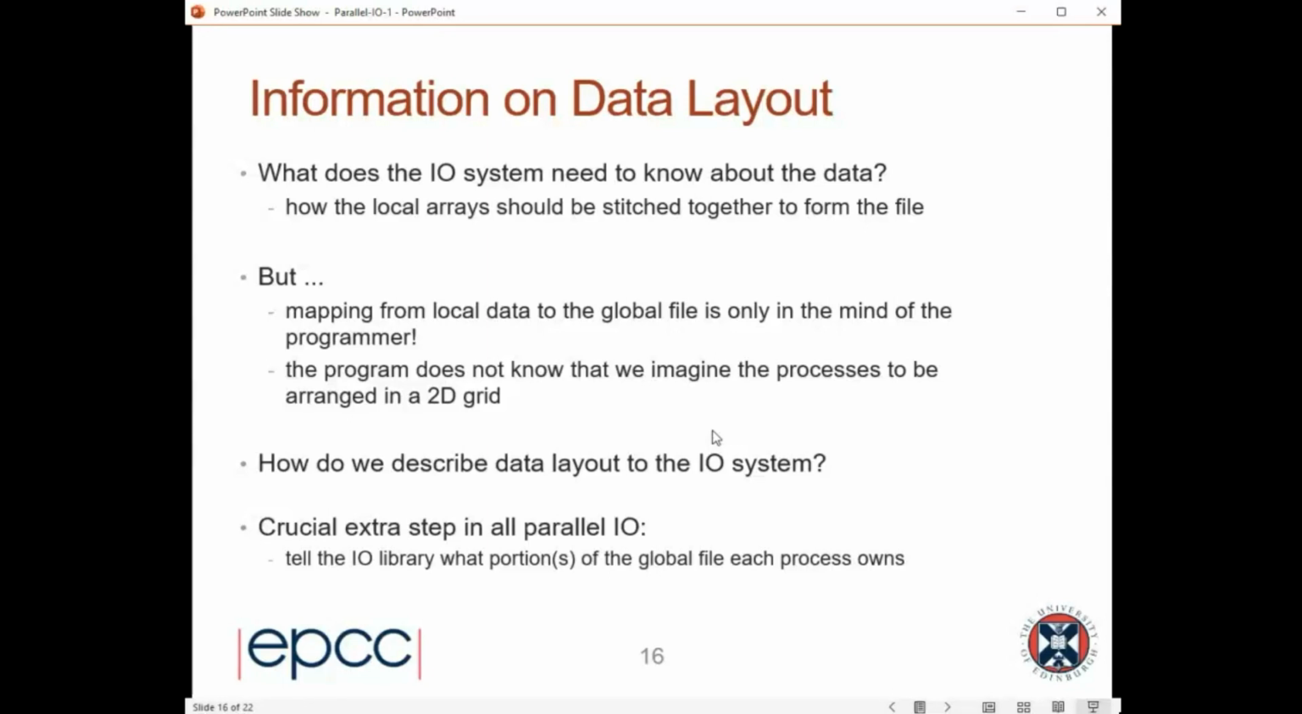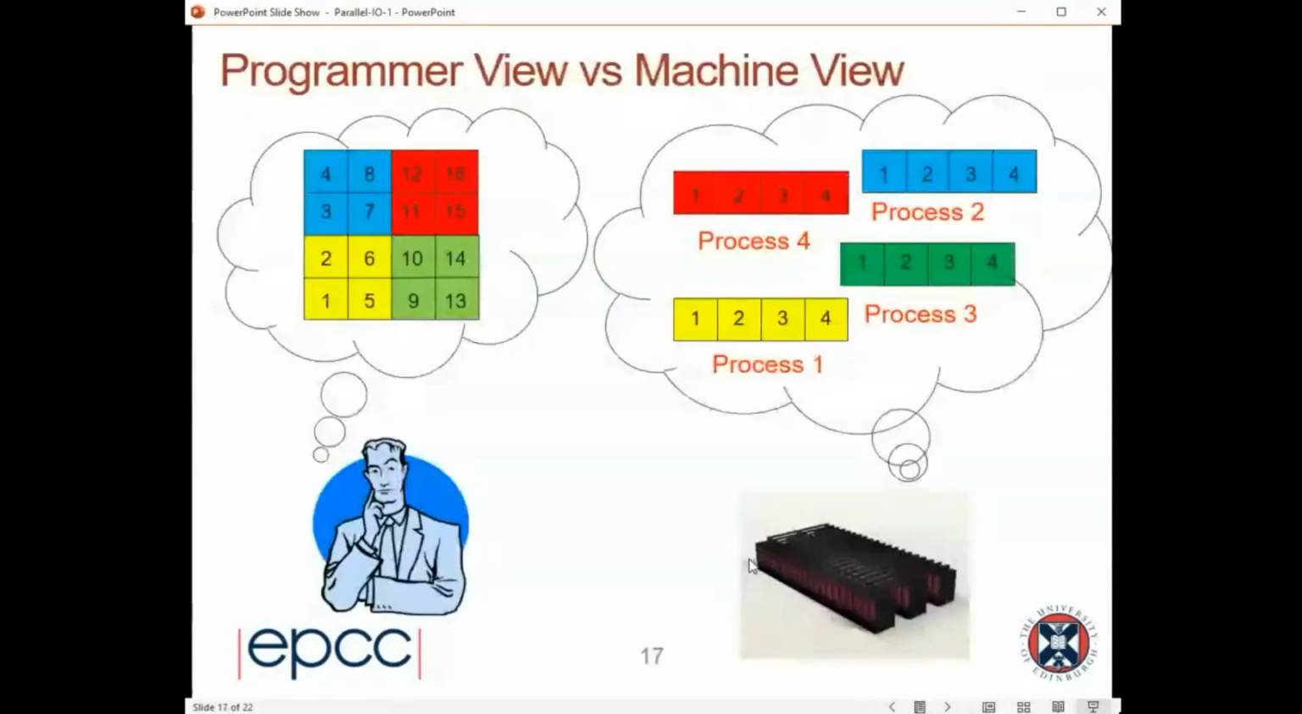So the crucial extra step in all parallel I/O, and the details differ from library to library, is we have to describe the data layouts to the I/O system. We have to tell the I/O library what portion or portions of the global file each process owns. And that is the crucial thing we have to do.